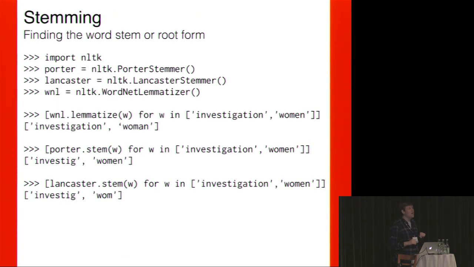Next problem: if you're running a search engine like Google, you might not want to differentiate between the past form of a word and the present form of a word. So you use a technique called stemming, where you find the root form of a word. There are different approaches, and some are better for some applications and some are better for others. So for instance, women is getting shortened to wom, which might be good for your application or not.